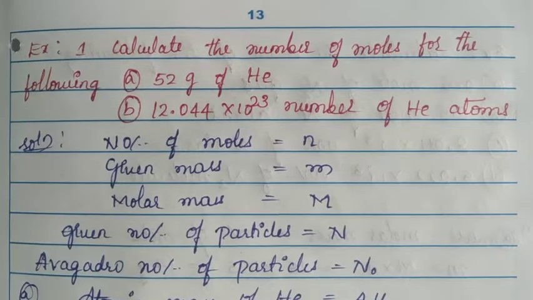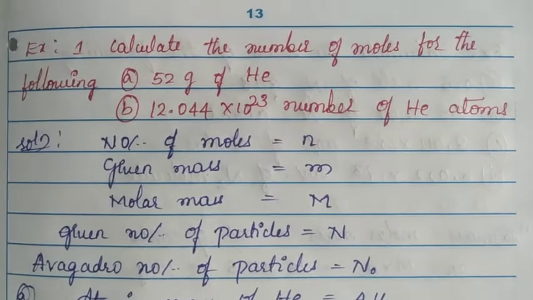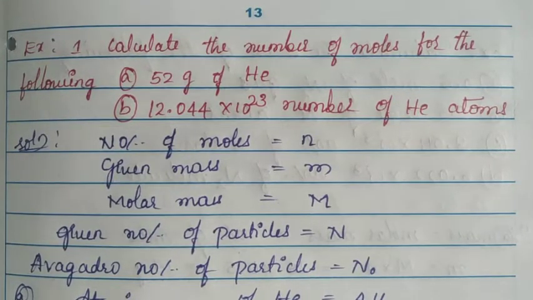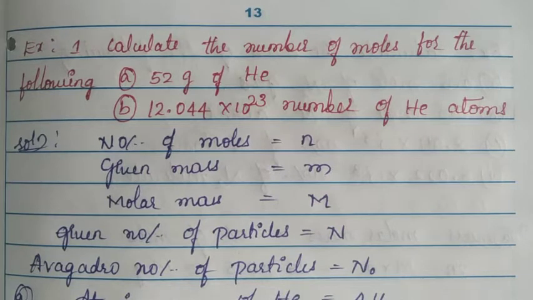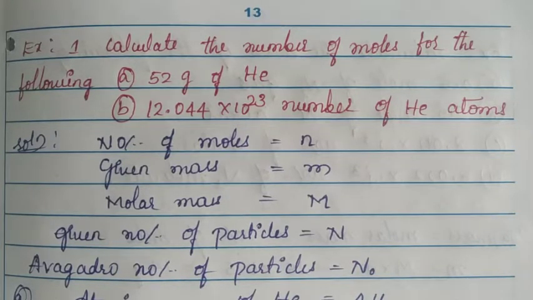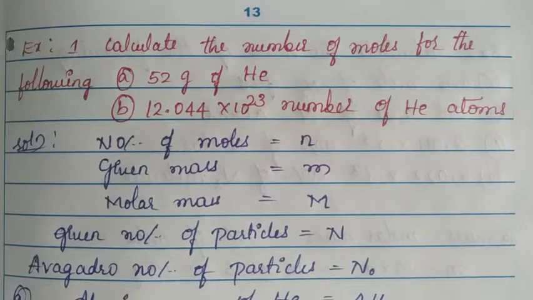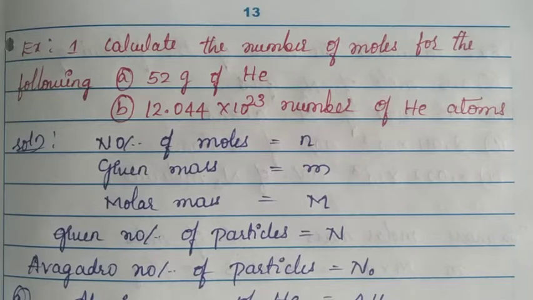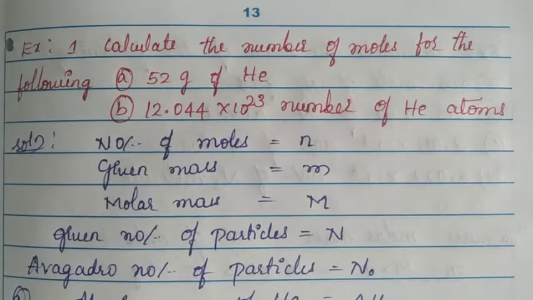Okay children, now come to some example questions given in your textbook, and these examples are related to molecular mass and mole concept. Yes children, you already know about the mass of 1 mole. The mass of 1 mole of a substance is equal to its relative atomic mass or molecular mass in grams.